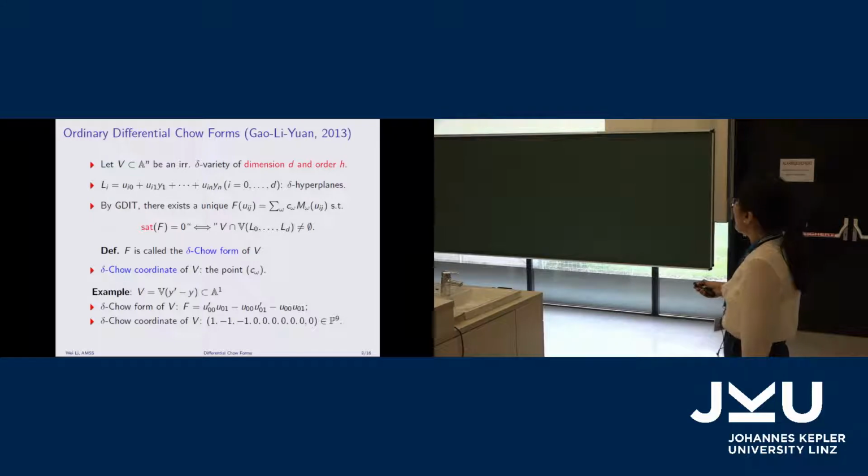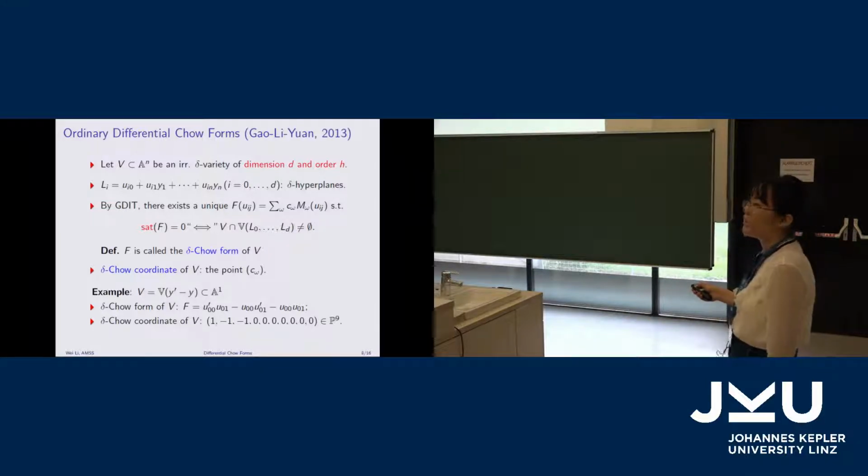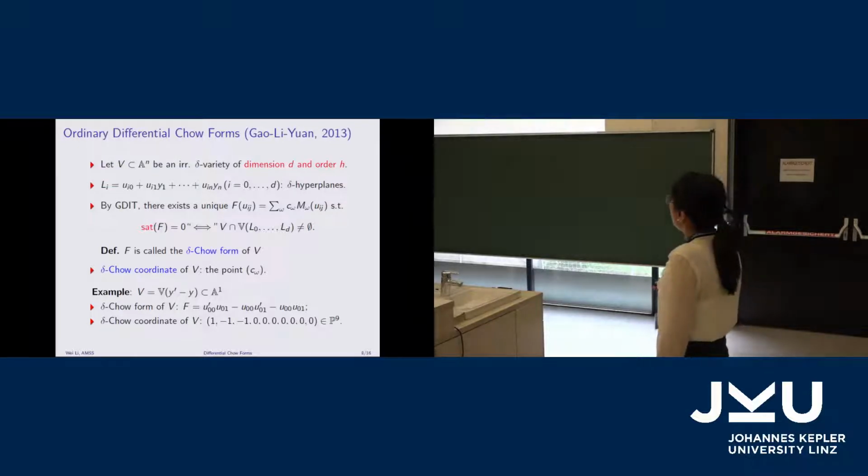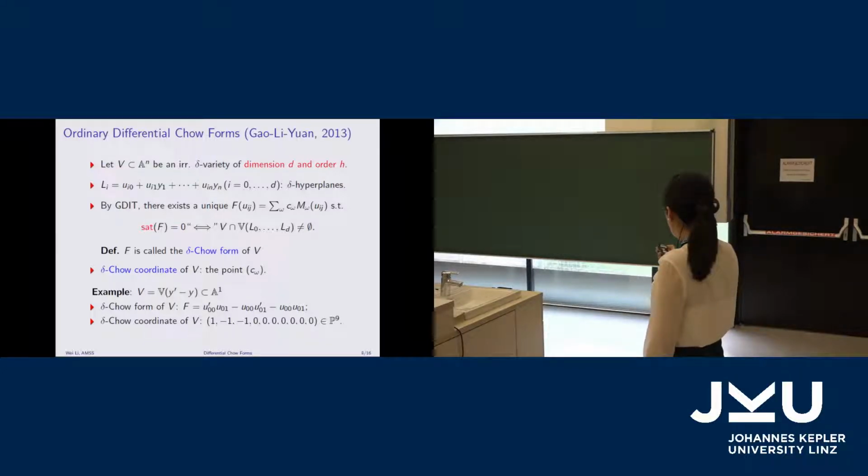Here is a simple example. In this example, V is a linear differential variety defined by this linear differential equation. And the differential Chow form of the variety is a polynomial of degree 2, this polynomial. And the differential Chow coordinates of the differential variety is this point, a point in the 9-dimensional projective space.